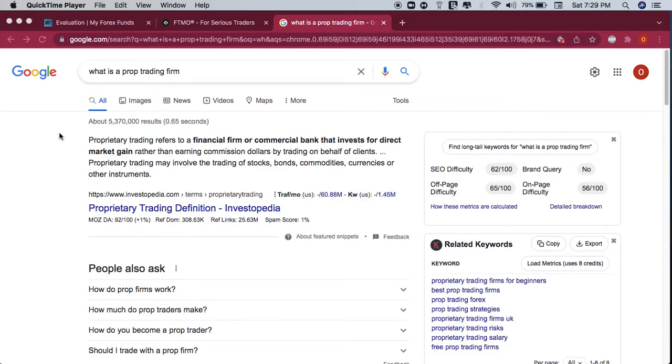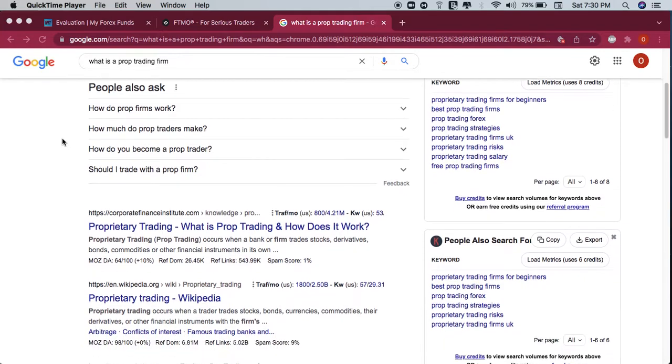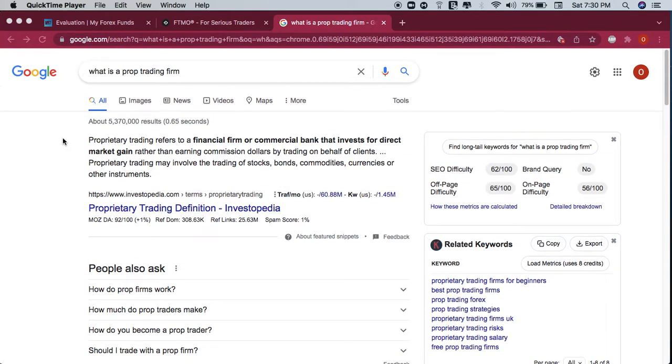All right, so I tried to Google what is a prop trading firm, but Google didn't really give me a lot of concise information. So let me just tell you right now, prop trading firm, especially in Forex, means that you will be able to manage the money for large companies once you have proof to them that you are a profitable and consistent trader. So let me say that again. Once you prove that you are a profitable and consistent trader to these prop trading companies, they will allow you to trade with their money. Okay, so that's what prop trading is in a nutshell.